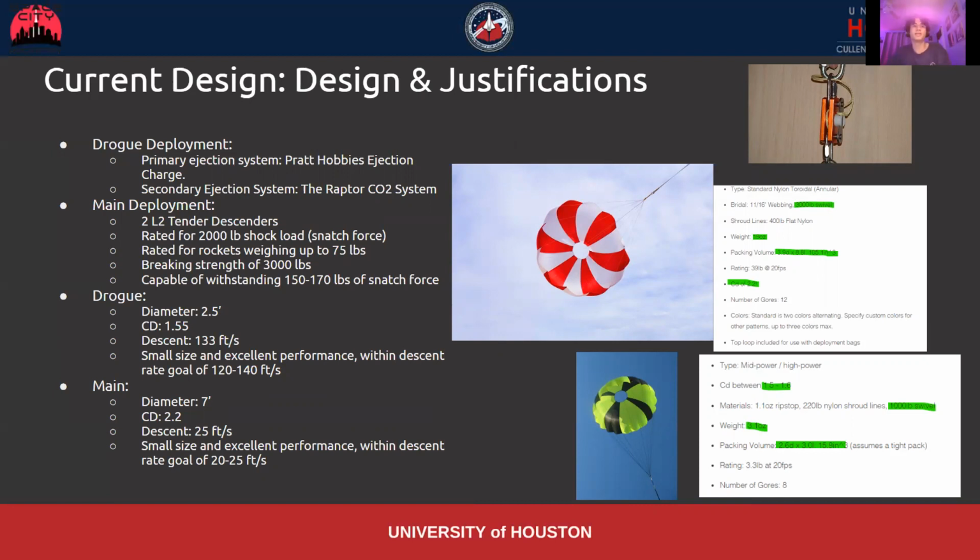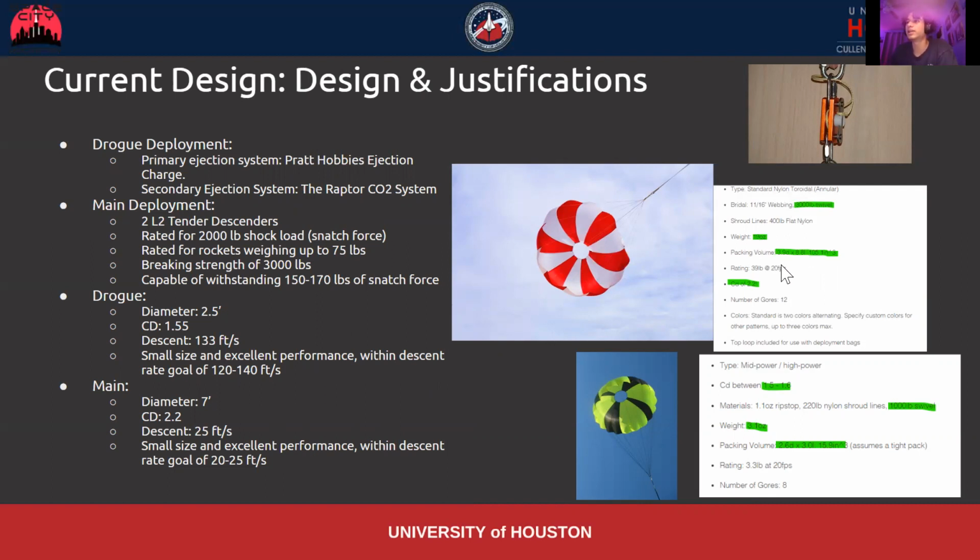The main is 7 feet in diameter, coefficient of drag 2.2, descent rate of 25 feet per second, and it's small with excellent performance, and it's within our goal as well. And you can see here, this is the main here. It includes a 3,000 pound swivel, which is more than okay since our snatch force is only going to be like 170 pounds.